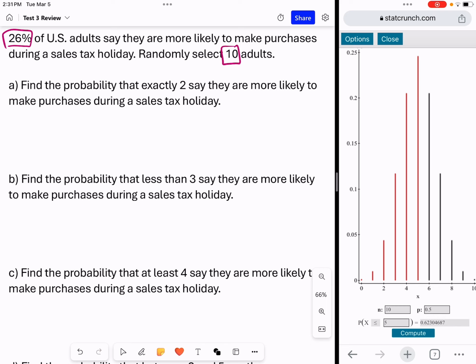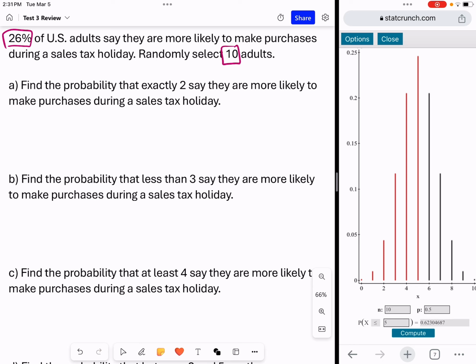All right, so in this question, we're told that 26% of U.S. adults say that they are more likely to make purchases during a sales tax holiday. We're going to randomly select 10 adults. Find the probability that exactly 2 say they are more likely to make purchases during a sales tax holiday.